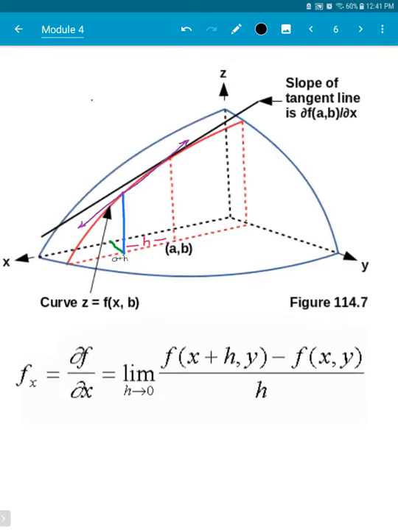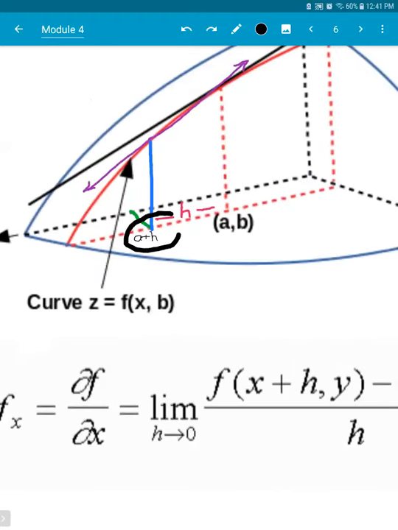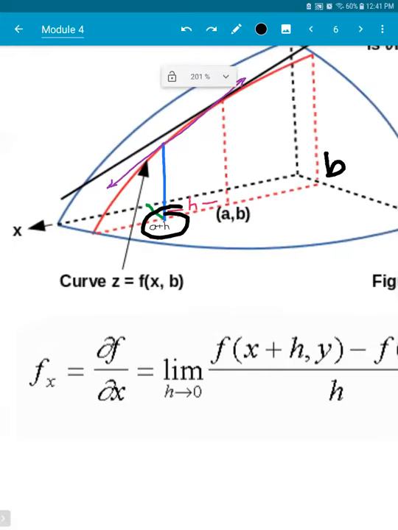So if you look at the figure, this is the point (a, b), and this is the point (a + h, b). Now, y does not change, so b is fixed. And what happens here is that we move only along the x direction. So if you locate the corresponding point on the surface for a + h, then you have this point and you have the secant line.